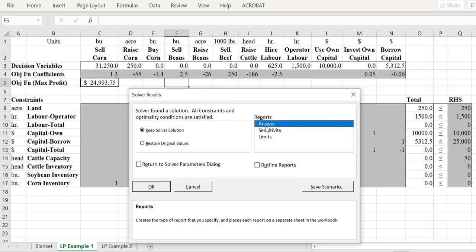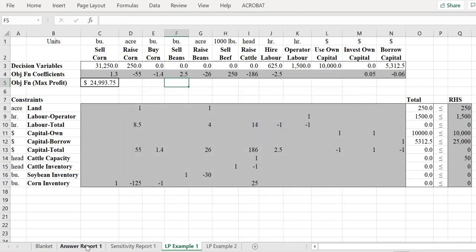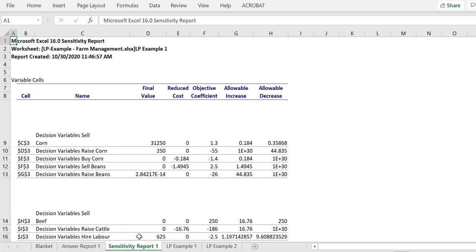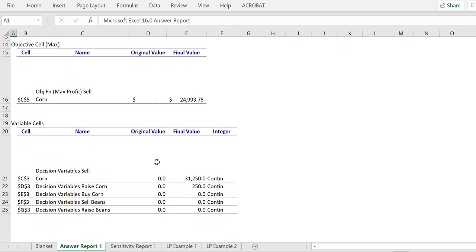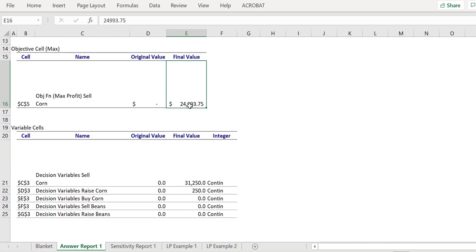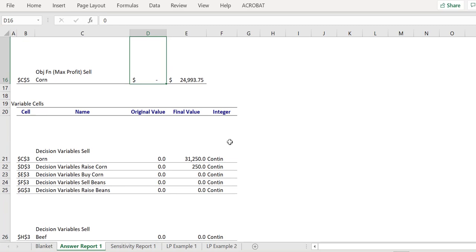We want to report the answer, and if we want to do some sensitivity analysis, we also want to include the sensitivity report here. So let me produce those two. Once you do that, you will notice there's an answer report and a sensitivity report. In the answer report, you will see the final value we got for the objective function, which is the profit. For the original value, we didn't provide anything. You can test by providing different values and see how that changes.